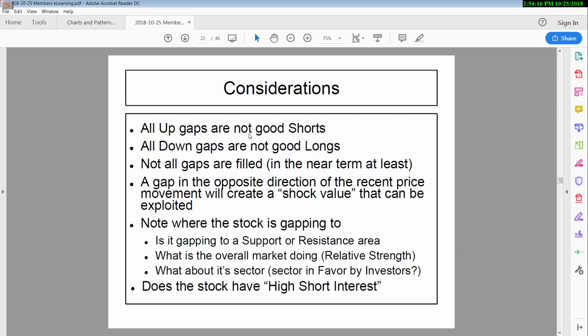All right, all good up gaps are not good shorts. A lot of people want to immediately fade the gap up. I'll tell you how that's not such a good idea in a minute, how to judge which are. All down gaps are not good longs. Some are. Most are probably not. Not all gaps are filled, at least in the near term. A gap in the opposite direction of the recent price movement will create a shock value that we're going to exploit. All right. If it's gapping up to a support or resistance area, that's why I use the daily charts.